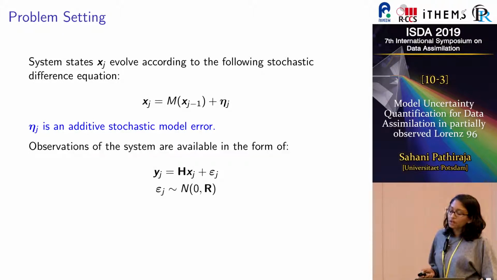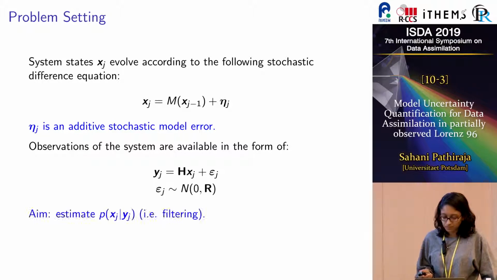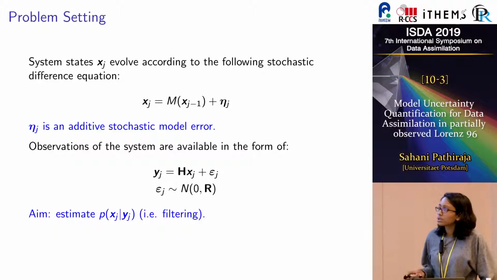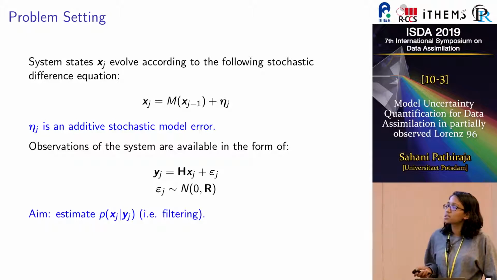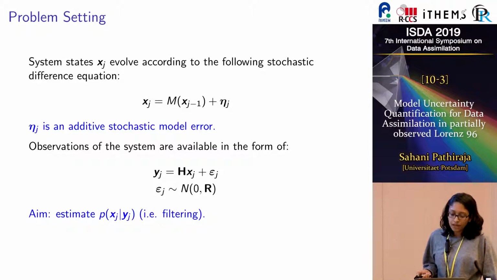We also assume that we have observations of the system available in this form where the observation operator is linear and the observation errors are unbiased and Gaussian. So of course, the goal of filtering is to estimate this posterior density, or conditional density, of the states given the data up until the current time, taking into account the uncertainties in both the states and the observations.